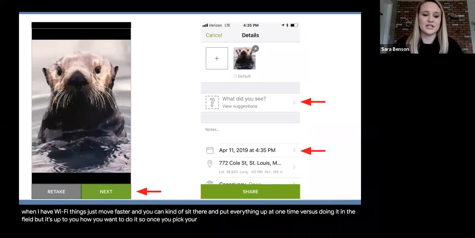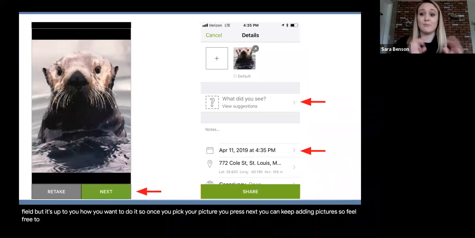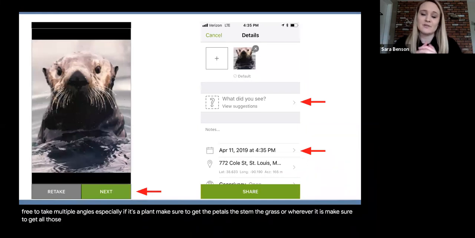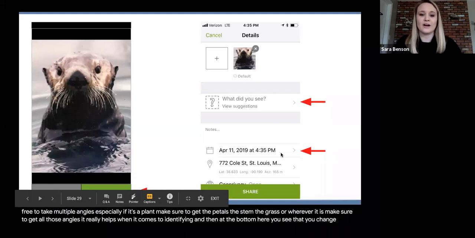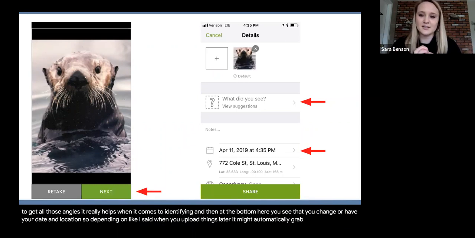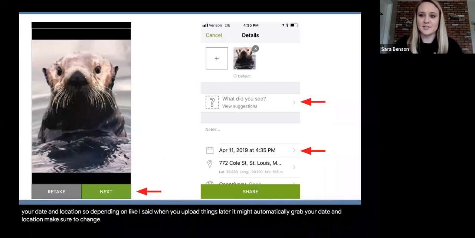So once you pick your picture, you press next. You can keep adding pictures, so feel free to take multiple angles, especially if it's a plant. Make sure to get the petals, the stem, the grass, or wherever it is. Make sure to get all those angles. It really helps when it comes to identifying. And then at the bottom here, you see that you can change your date and location. Like I said, when you upload things later, it might automatically grab your date and location. Make sure to change that so that it matches where you actually took that picture.